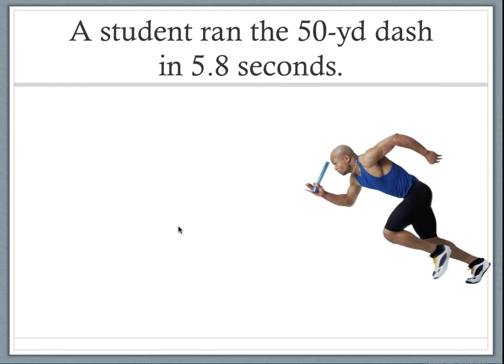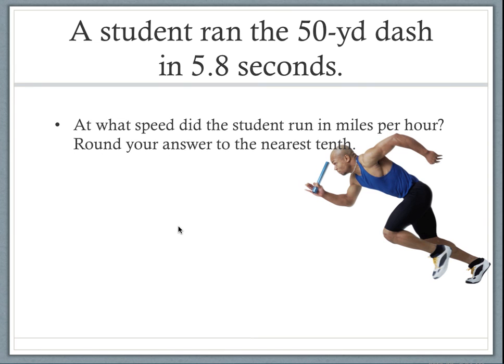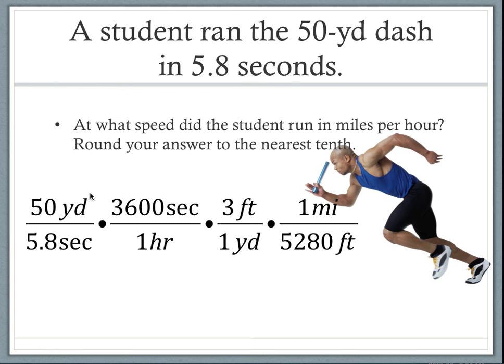A student ran the 50-yard dash in 5.8 seconds. This is a really fast student. At what speed did the student run in miles per hour? Now this, I have two different units in my original. I have 50 yards per 5.8 seconds. So I'm going to start with that, and I'm going to need several conversion rates. 50 yards per 5.8 seconds.